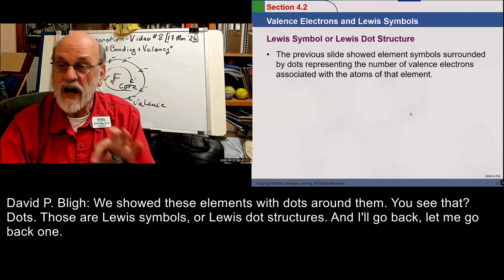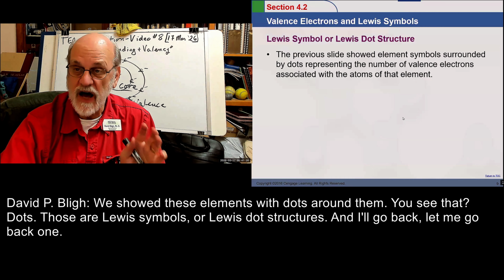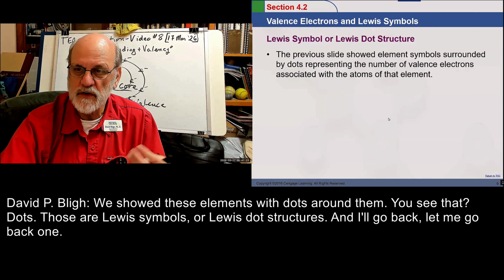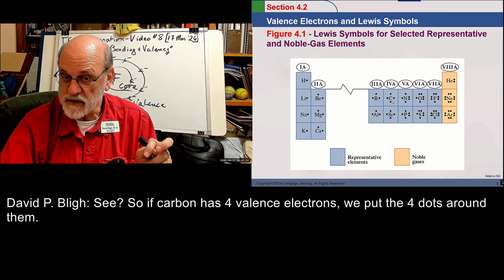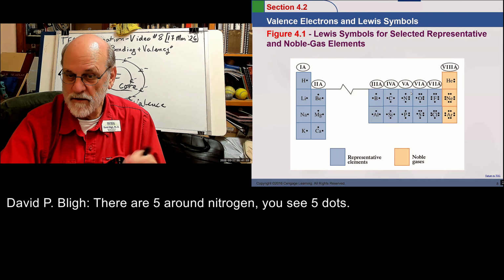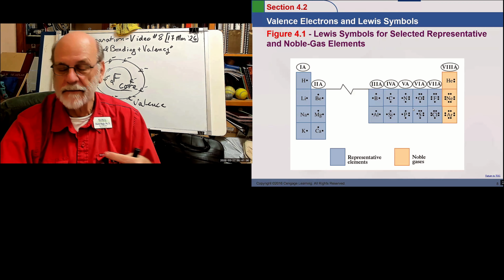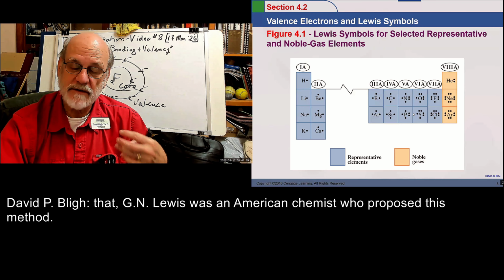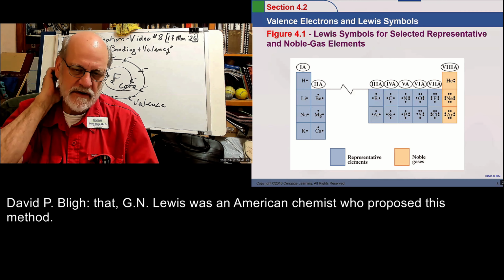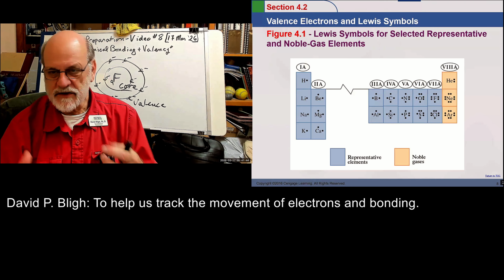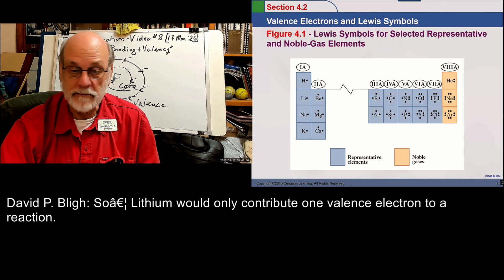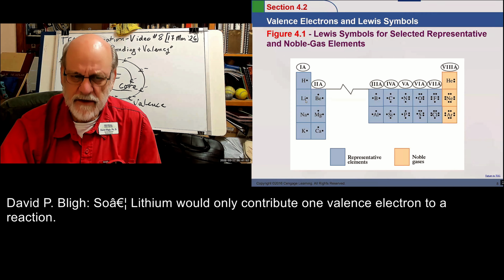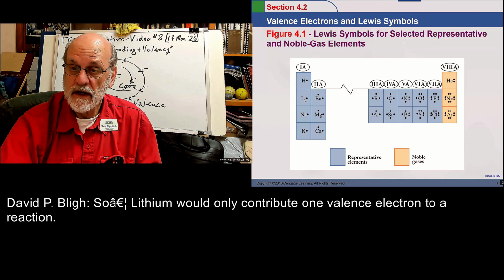So we showed these elements with dots around them. You see that? Dots. Those are Lewis symbols or Lewis dot structures. And I'll go back. Let me go back one. See? So if carbon has 4 valence electrons, we put the 4 dots around them. There are 5 around nitrogen. You see 5 dots. G.N. Lewis was an American chemist who proposed this method to help us track the movement of electrons and bonding. And it works fairly well. So lithium would only contribute 1 valence electron to a reaction.